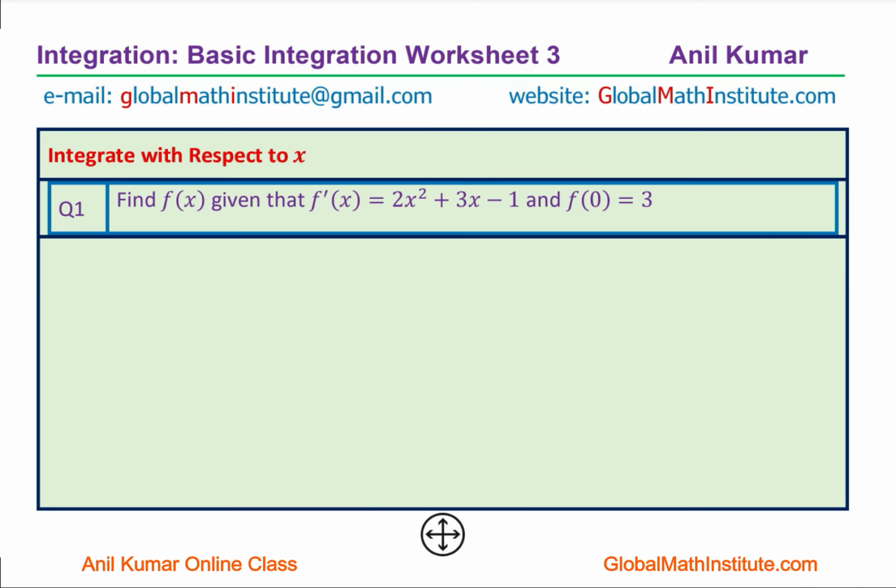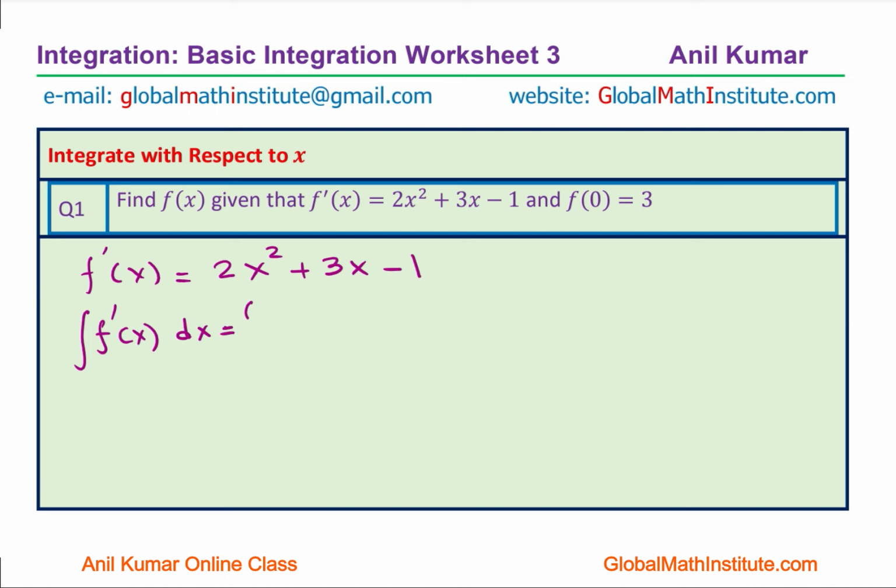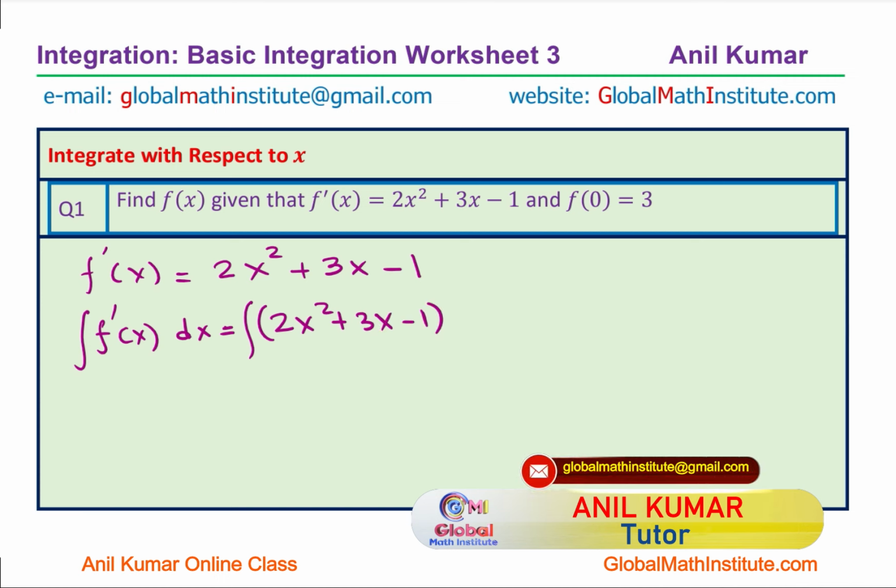Let's look into the solution of the very first question, which is: find f of x given that the derivative of the function is equal to 2x squared plus 3x minus 1. So to find the function, we can integrate, right? So integrate with respect to x. So we get the integral of 2x squared plus 3x minus 1 dx.